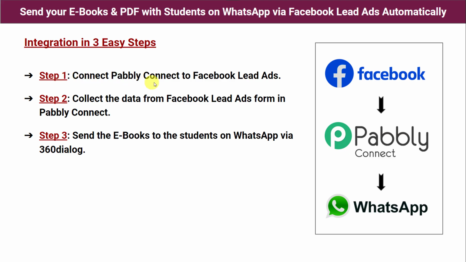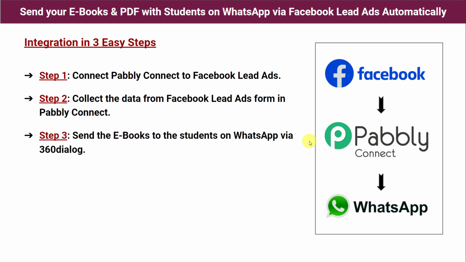Step 1. Connect Pabbly Connect to Facebook lead ads. So first we have to go to Pabbly Connect, and we have to create an integration between Pabbly Connect and Facebook lead ads. Step 2. Collect the data from Facebook lead ads form in Pabbly Connect. So at step 2, Pabbly Connect is going to capture the data from the Facebook lead ads form. Step 3. Send the ebooks to the students on WhatsApp via 360dialog.